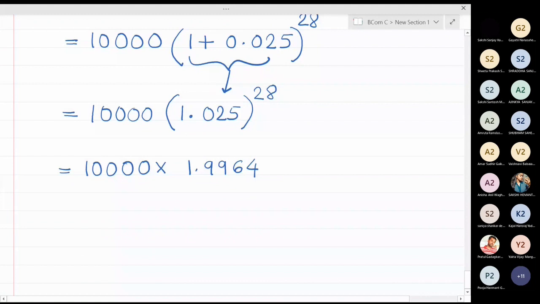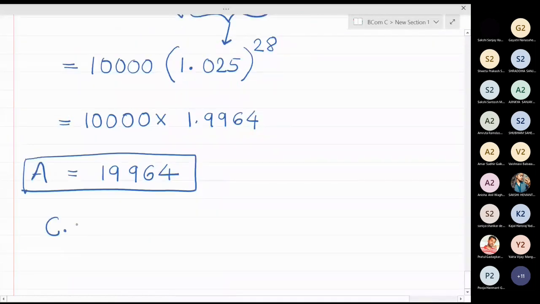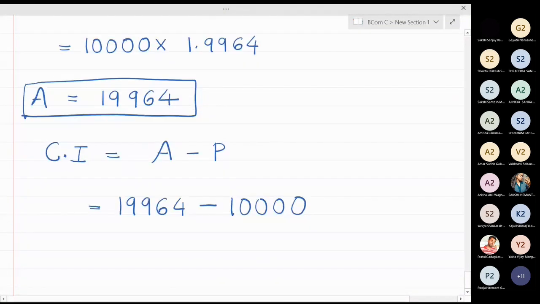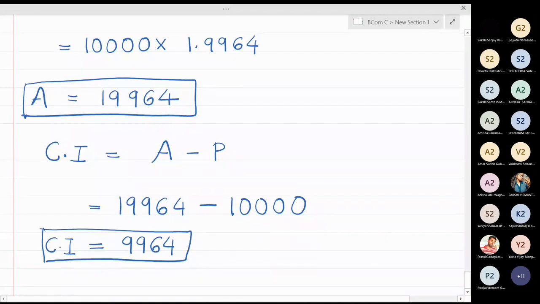And when I multiply 1.9964 by 10,000, I'm getting 19,964. So this will be the amount. Then we will find the compound interest, formula is A minus P, which is equal to 19,964 minus 10,000, the principal, which is equal to 9,964 approximately. So this is the way you find the compound interest if it is compounded quarterly.